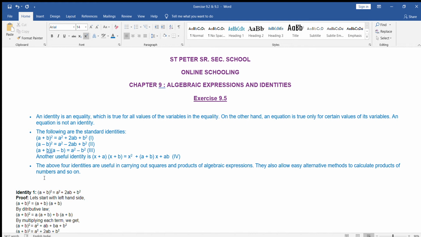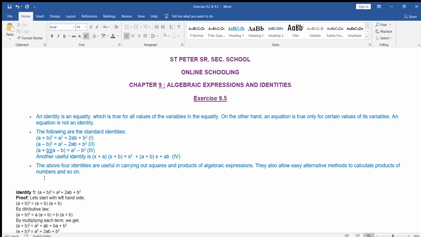We were discussing our chapter, algebraic expressions and identities. In the previous videos we discussed the addition, subtraction and multiplication of algebraic expressions. Today's exercise is quite interesting. In this exercise we will discuss different identities and their utilization in solving our questions.